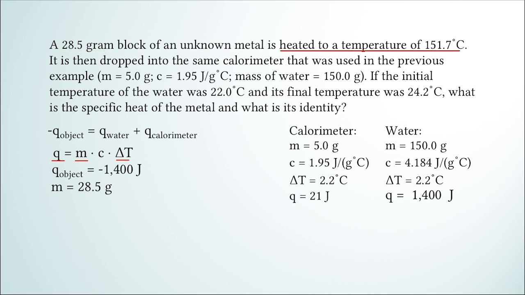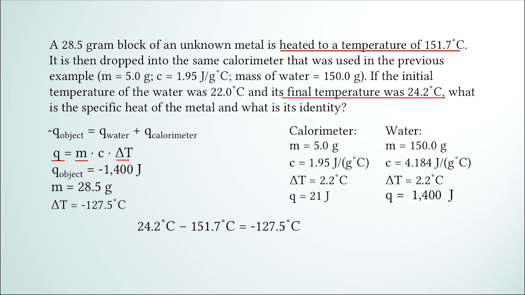We know its initial temperature was 151.7 degrees Celsius before it was placed in the calorimeter. We also know its final temperature because it will be the same as the final temperature in the experiment. So the change in temperature of the metal equals the final temperature minus the initial temperature, or 24.2 degrees Celsius minus 151.7 degrees Celsius, or negative 127.5 degrees Celsius.